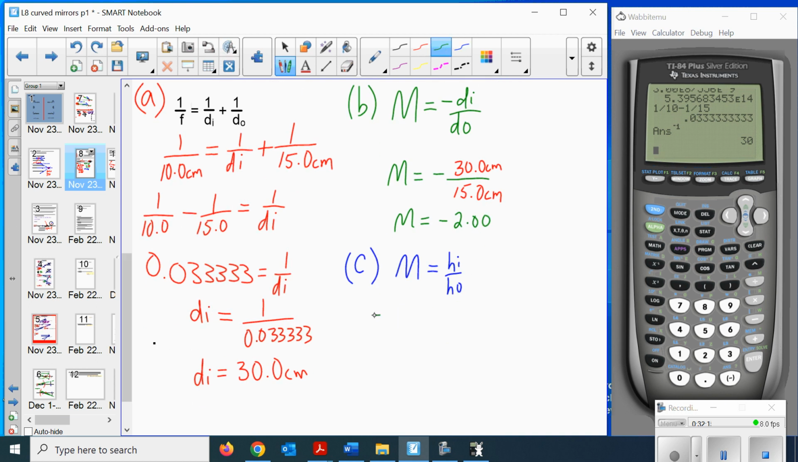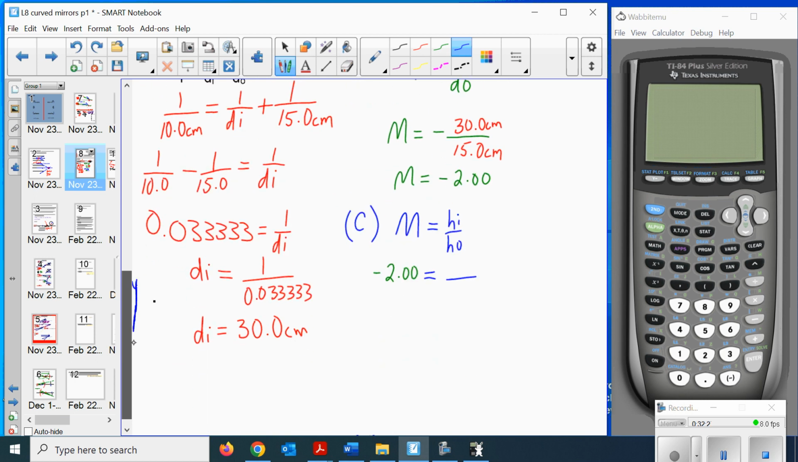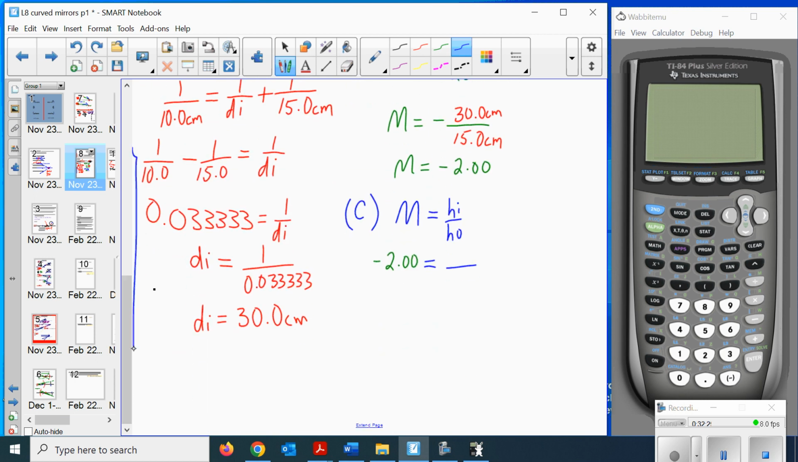I'm going to replace that answer in this formula. Height of the image. The object is 3.5 centimeters high. Now, you know intuitively it's twice as big for me, but they won't always be this simple.